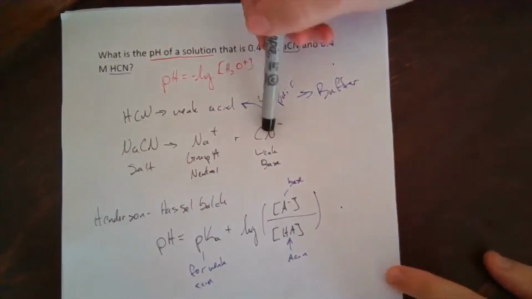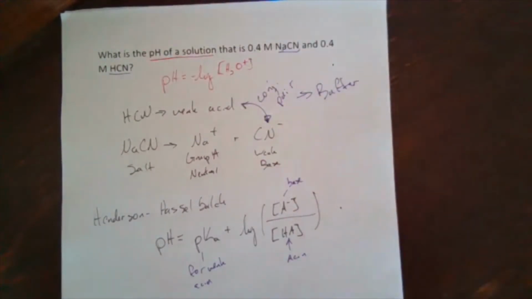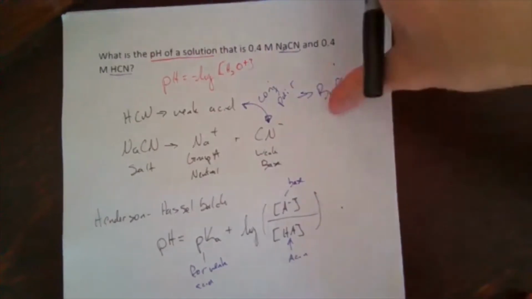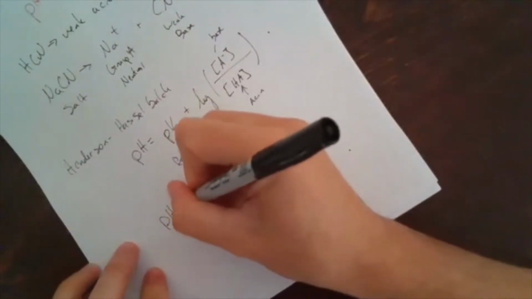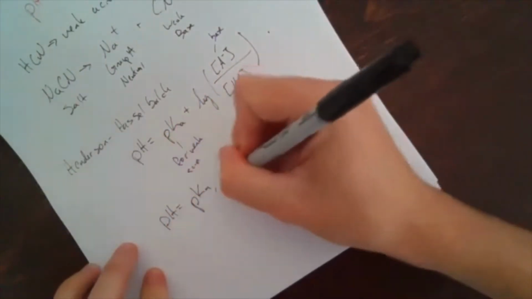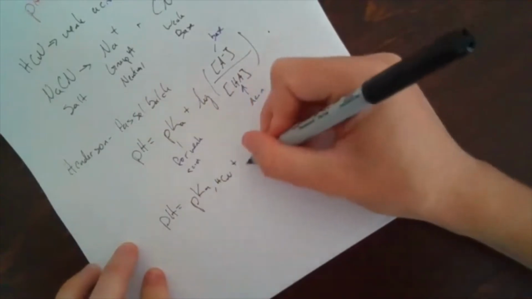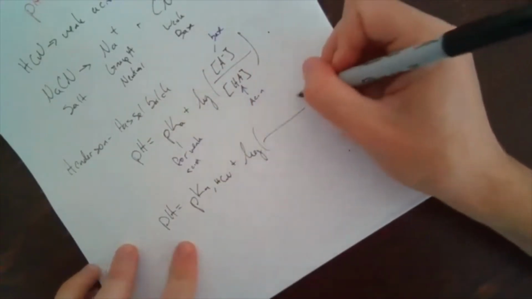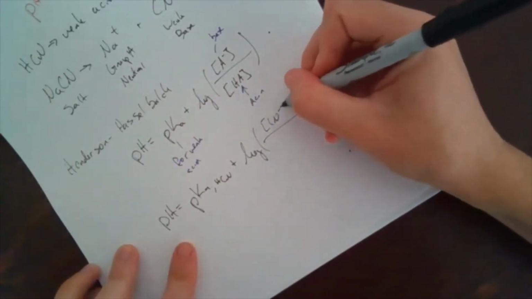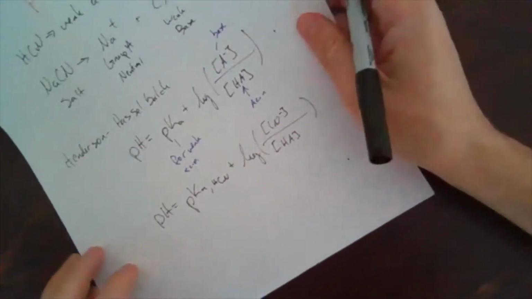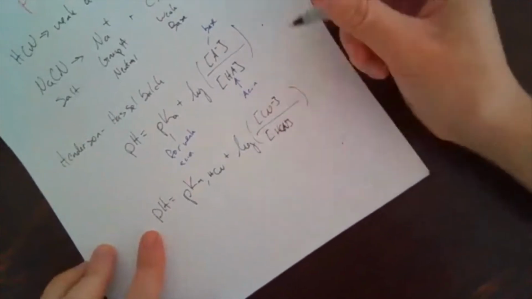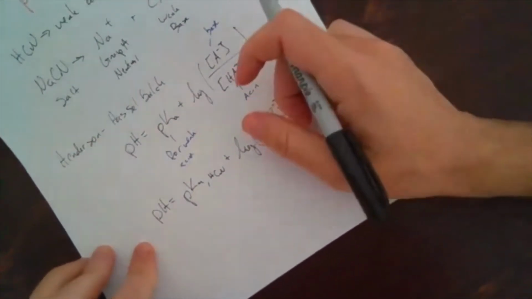So here I have this cyanide and hydrocyanic acid buffer. If I want, I can flesh out these variables to be specific to this buffer. The pH is equal to the pKa of HCN plus the log of the concentration of cyanide divided by the concentration of HCN, the actual acid that I'm using.